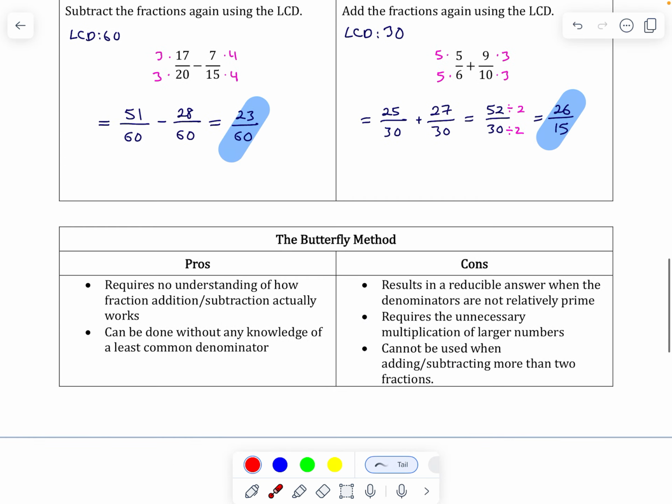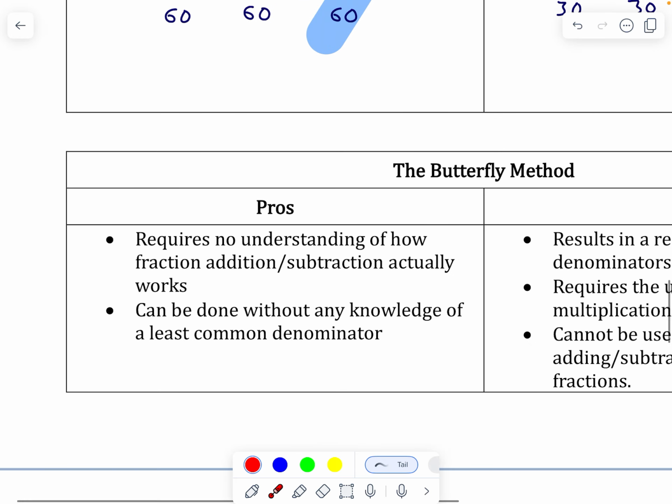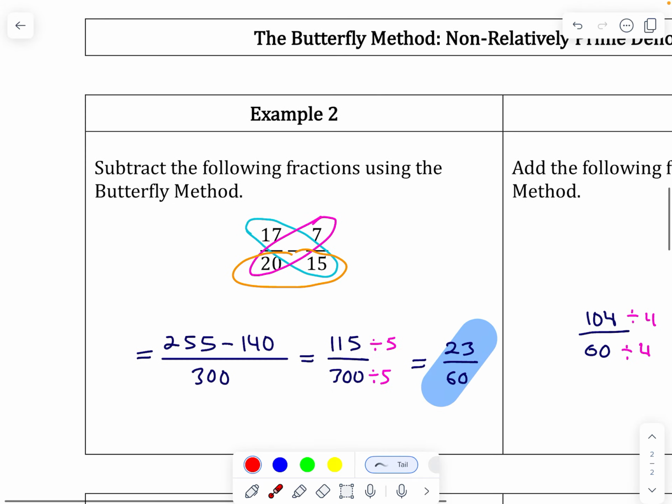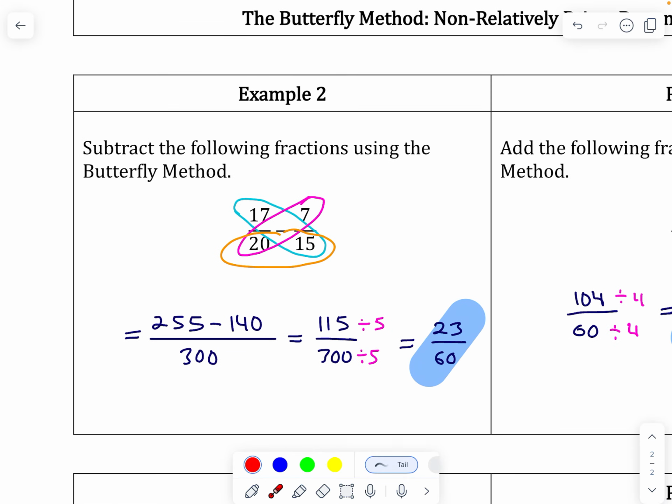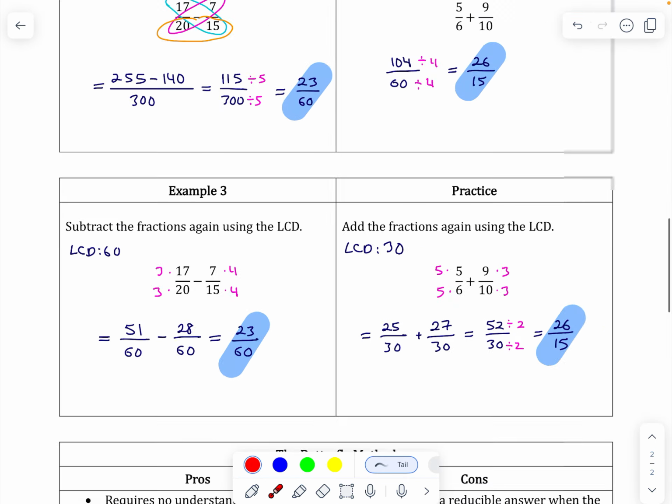Let's go ahead and discuss the pros and cons of the butterfly method. The pros: it requires no understanding of how fraction addition or subtraction actually works, right? You could be given a problem for the first time ever and just say, hey, multiply the diagonals, multiply the denominators, there's your answer. And you have no understanding of why it worked, but you could get it done anyways. And then it can also be done without any knowledge of a least common denominator. Again, in example 2, we didn't even know what the LCD was. We didn't need it, right? The butterfly method got the job done.